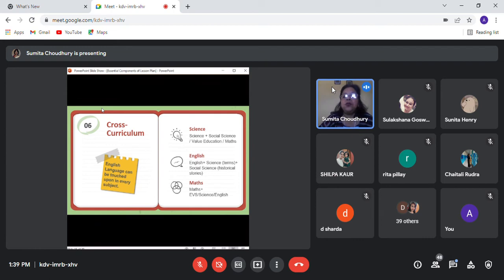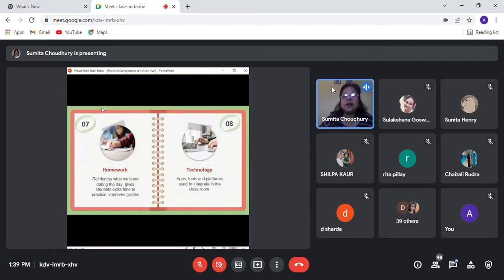Now, I am going to my next slide, that is homework and technology. Homework, we all teachers are very much aware of this. We enforce what we learn during the day, give students extra time to practice, and improve grades. And technology, we are too much habituated to, and nowadays students are also too much habituated with these apparatus: apps, tools, platforms used to integrate in the classroom.